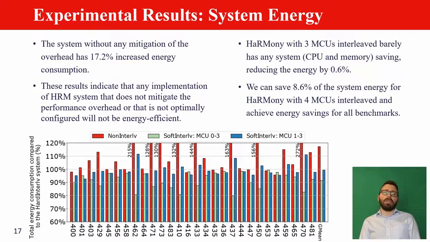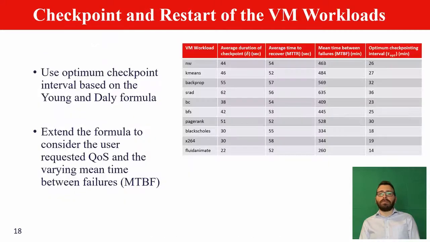The average 0.6% reduced energy consumption shows that HaRMony with 3 memory controllers interleaved may be suitable only for a few of the benchmarks. This makes it clear that if the software interleaving is not optimally configured, energy may not be reduced. HaRMony with 4 memory controllers interleaved can save 8.6% across the SPEC CPU 2006 benchmark, and for all the benchmarks we observe some degree of energy savings.